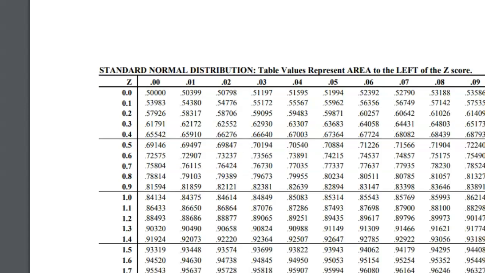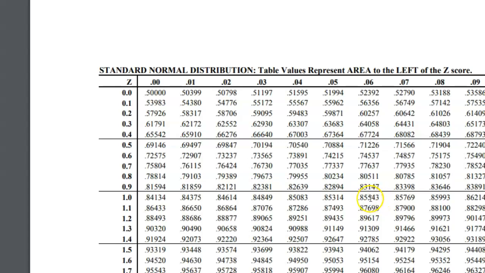Alright, so here it is. So 1.0. This is 1.0, so 1.06 would be here. 1.06 is 0.85543. But these values are for the less than. These values in the table are for the less than.